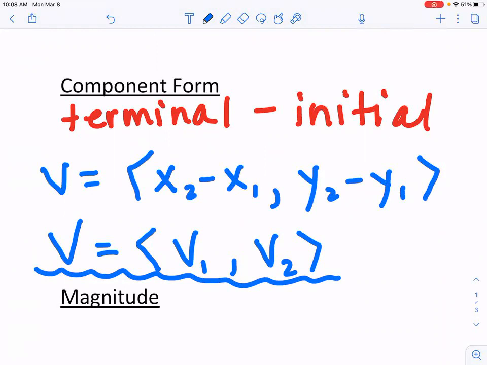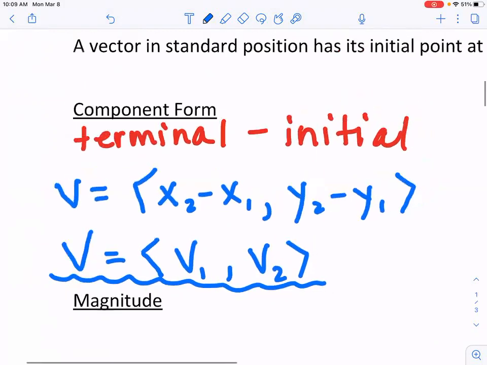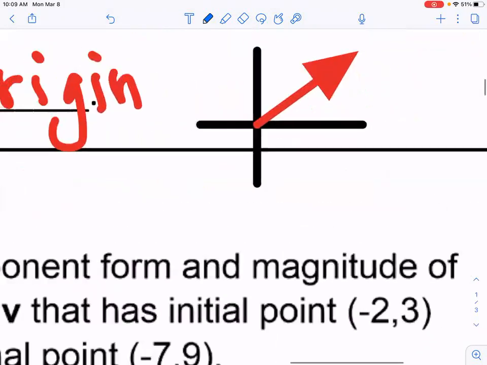What does V1 and V2 take? Those are our two different components. Every time we have a vector, we're going to have a horizontal component and a vertical component. Our horizontal component tells us how far we go over, and our vertical component tells us how far we go up, when we graph it.